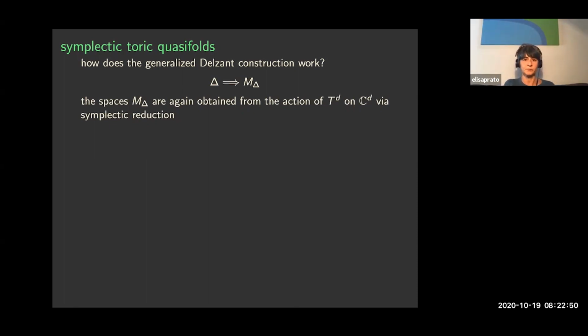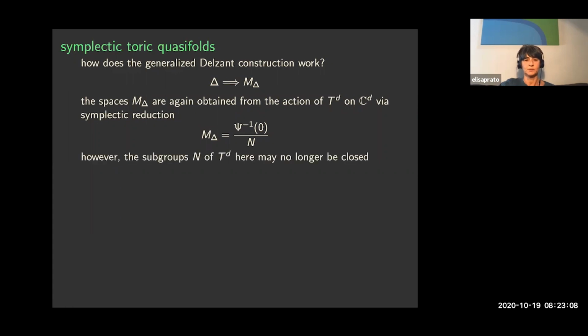So what I did with this new framework, I repeated the Delzant construction step by step, and really formally the same construction, no change. I arrived at the last step and I take the reduced space. The only difference is that the subgroups N now are not necessarily tori, and so the quotients are no longer necessarily Hausdorff.